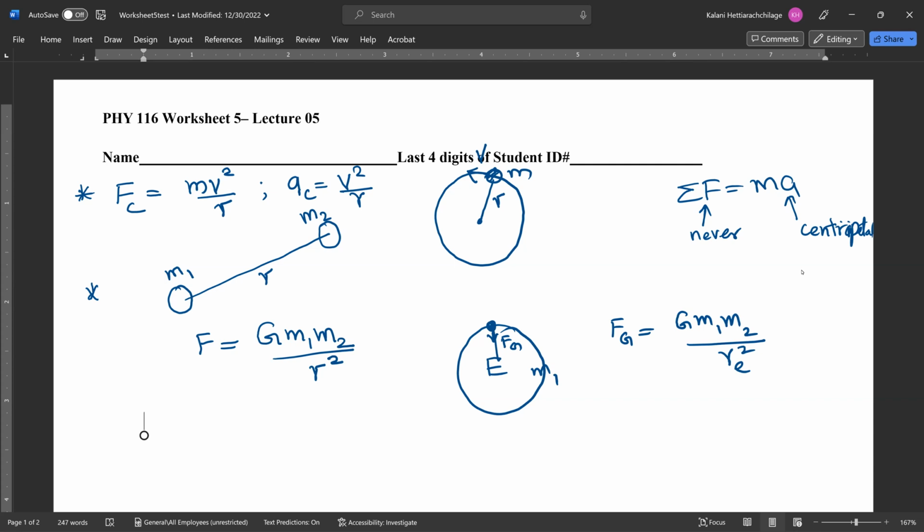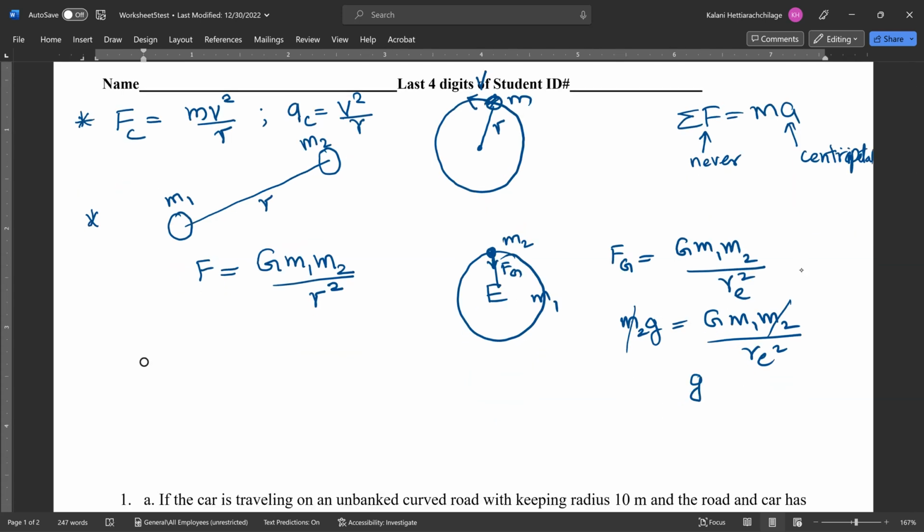So now in this case, you can see that we can get the connection between lowercase g and uppercase G, because this will be the mass of the person, M2, right? M2 times g is equal to G times M1, where M1 is the mass of the earth, M2 is the person, and R is squared, and then M2 will cancel out, right? This is where you will see the connection between lowercase g and uppercase G. Lowercase g is G times the mass of the earth over R squared.